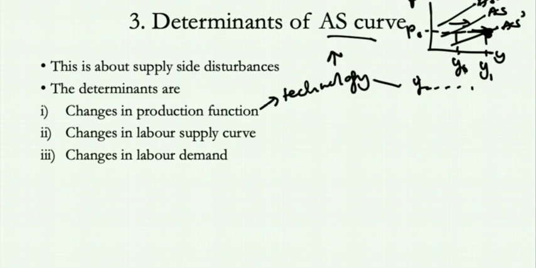So this is the thing that you want to see now. So let's say we have this graph. Initially, we have the labor market here for nominal wage, and then we have the production function here, and then we have aggregate supply here.